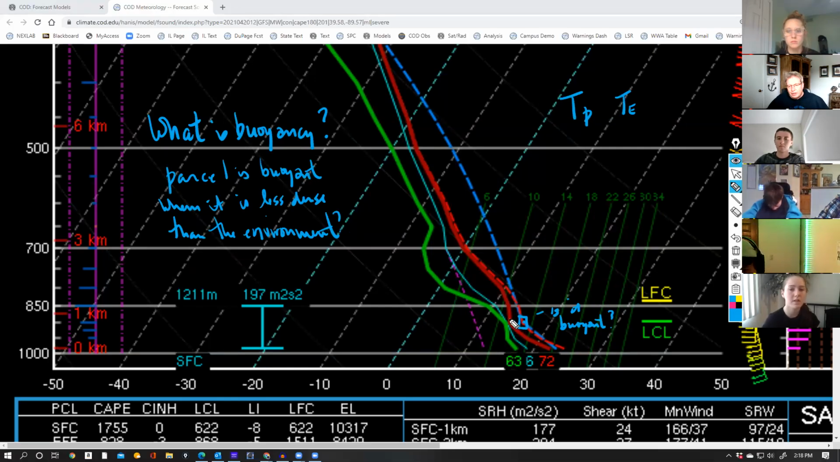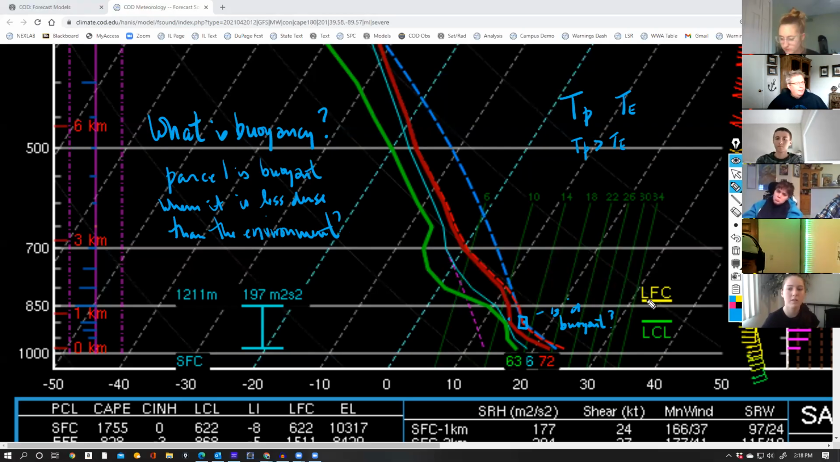What's the temperature of the environment? Well, over there, right? Doesn't the environment look colder than the parcel? So you would say the temperature of the parcel is warmer than the temperature of the environment, so it's buoyant. And when it becomes buoyant, the air would start to go up.